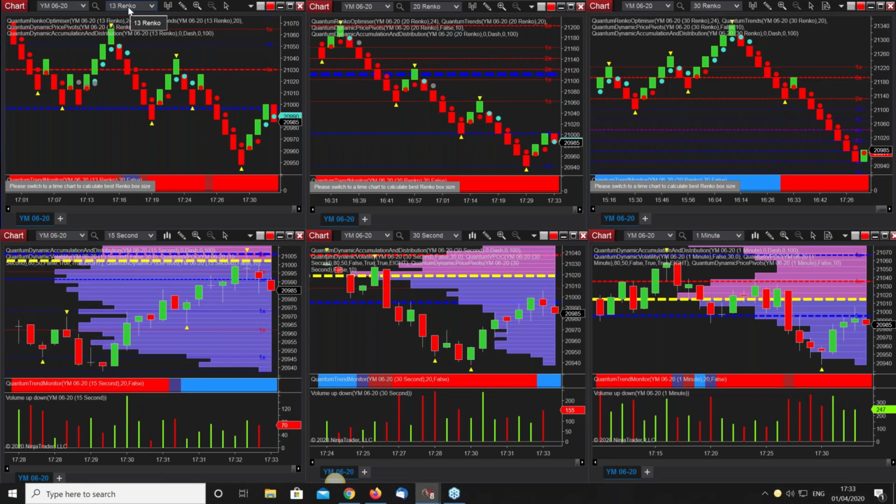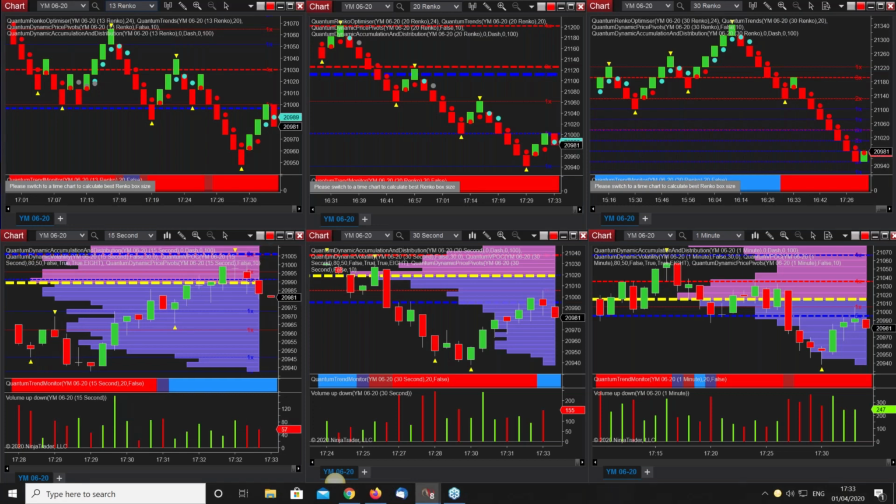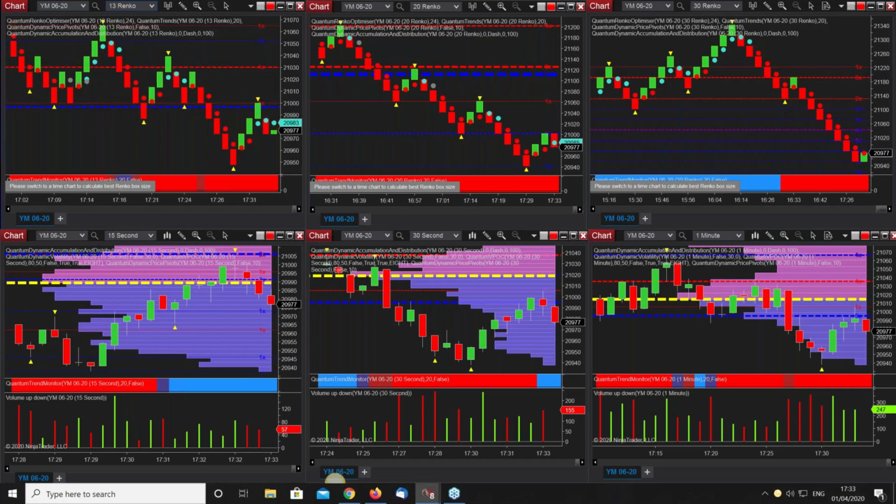You can see here, this is the Renko, the Ninja Renko optimizer that we developed works in two ways. You can either set the brick size, or you can set it to the optimal setting, which allows the indicator to calculate that automatically for you. So you're trading at the optimal speed for all these different time frames. As I say, I've got this one on 15 seconds. This one is on 30 seconds, and this one is over on a minute.